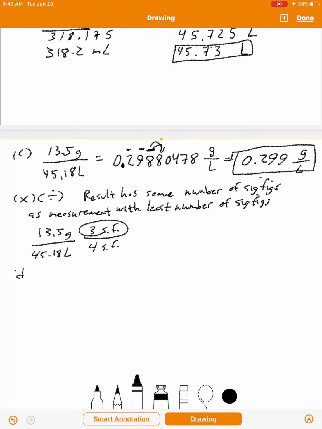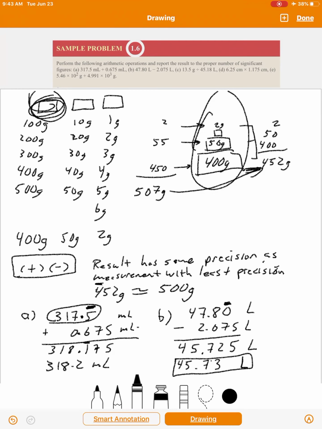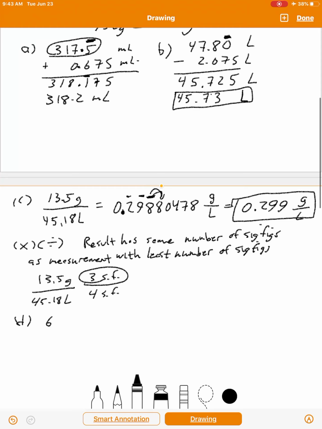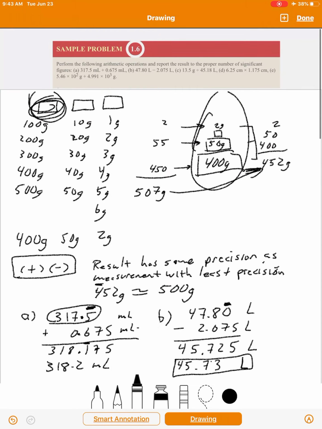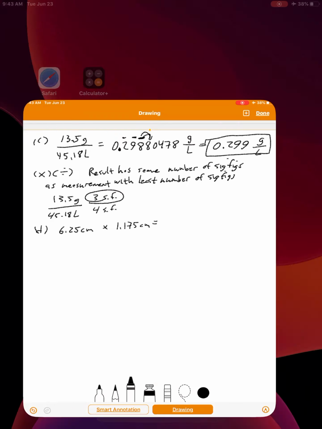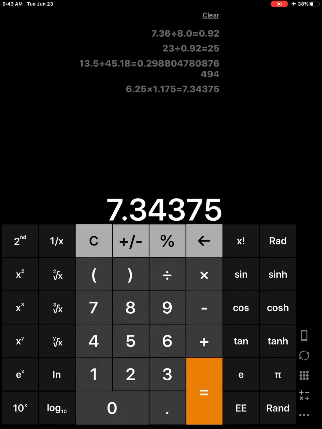Let's try D. D is probably multiplication. D is 6.25 centimeters times 1.175 centimeters. Yep. Okay, so that's easy enough. 6.25 times 1.175. 7.34375.